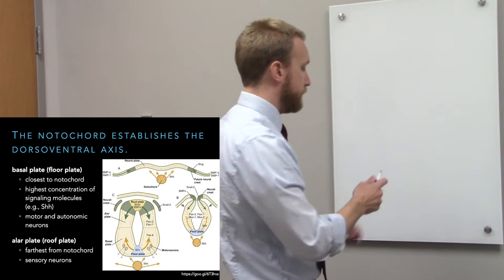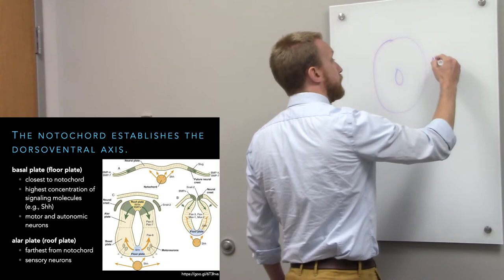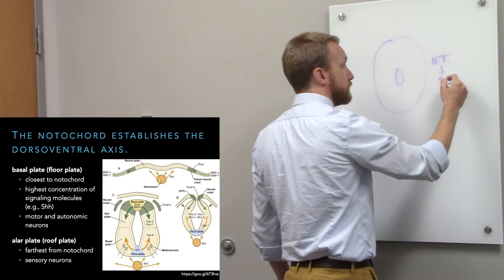It's kind of convenient, I suppose. But through rounds of cell division, our neural tube is going to expand. So that's the neural tube. This will form the brain. It'll also, in this case, form the spinal cord. That's what we're going to look at here.